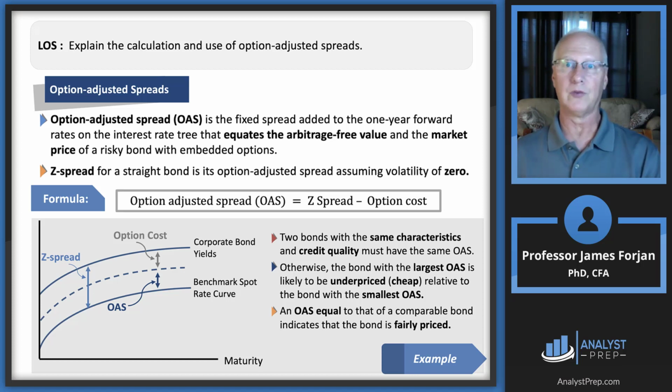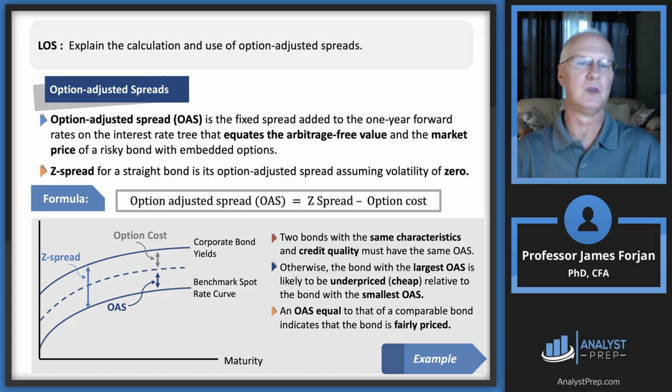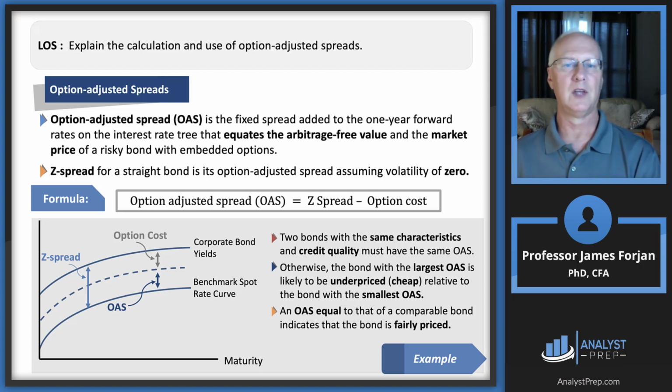Well, of course, when we're spending all this time on callable bonds and putable bonds, we have to ask ourselves the question, is there a spread that's relevant for bonds that have embedded options? And of course the answer is yes, option adjusted spread. So this is the fixed spread added to the 1-year forward rates on that interest rate tree that equates the arbitrage-free value and the market price of the bond that has an embedded option.